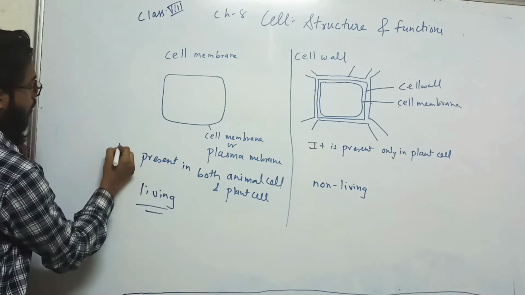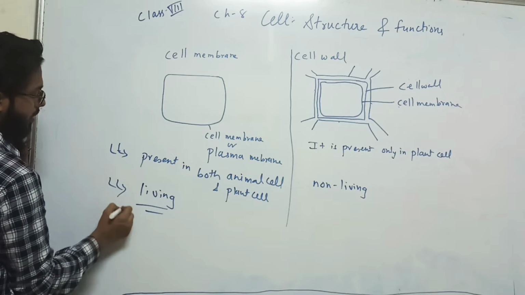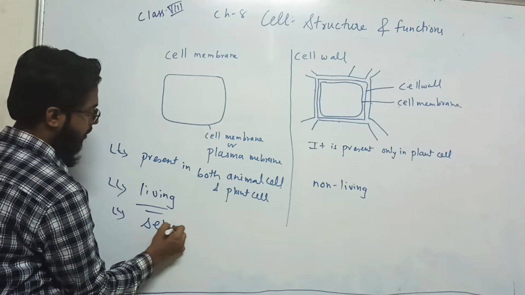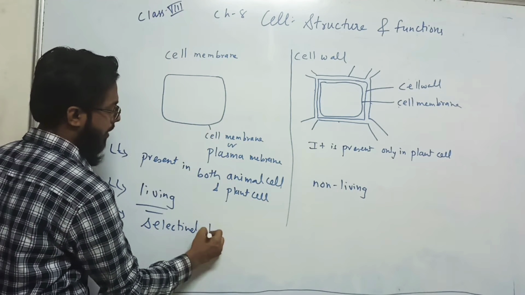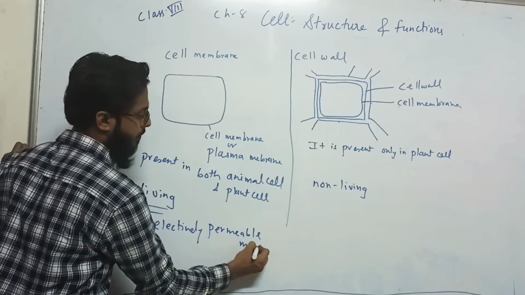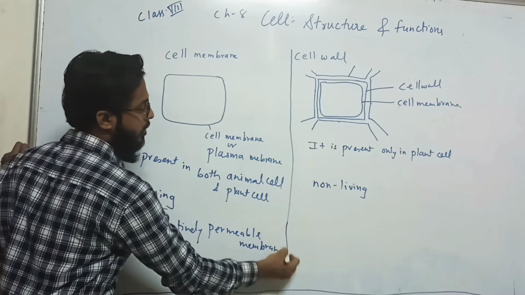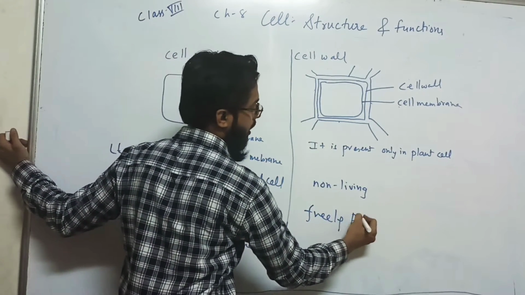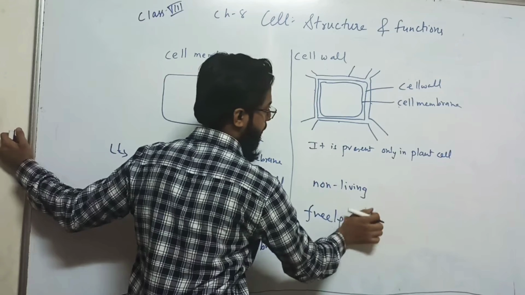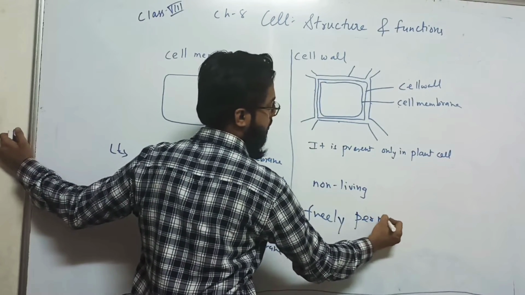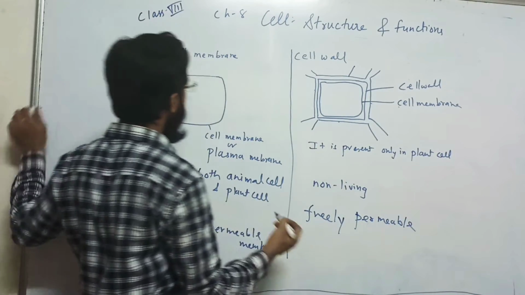Then, what is the function of cell membrane? It is selectively permeable membrane. In case of cell wall, it is freely permeable. Freely permeable. What does it mean?